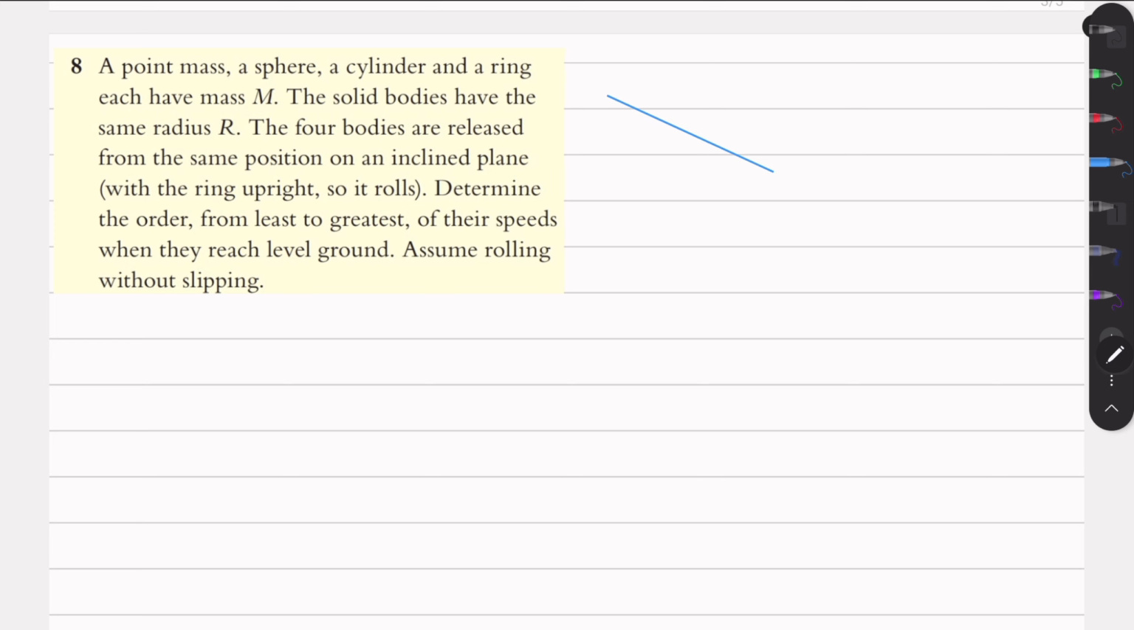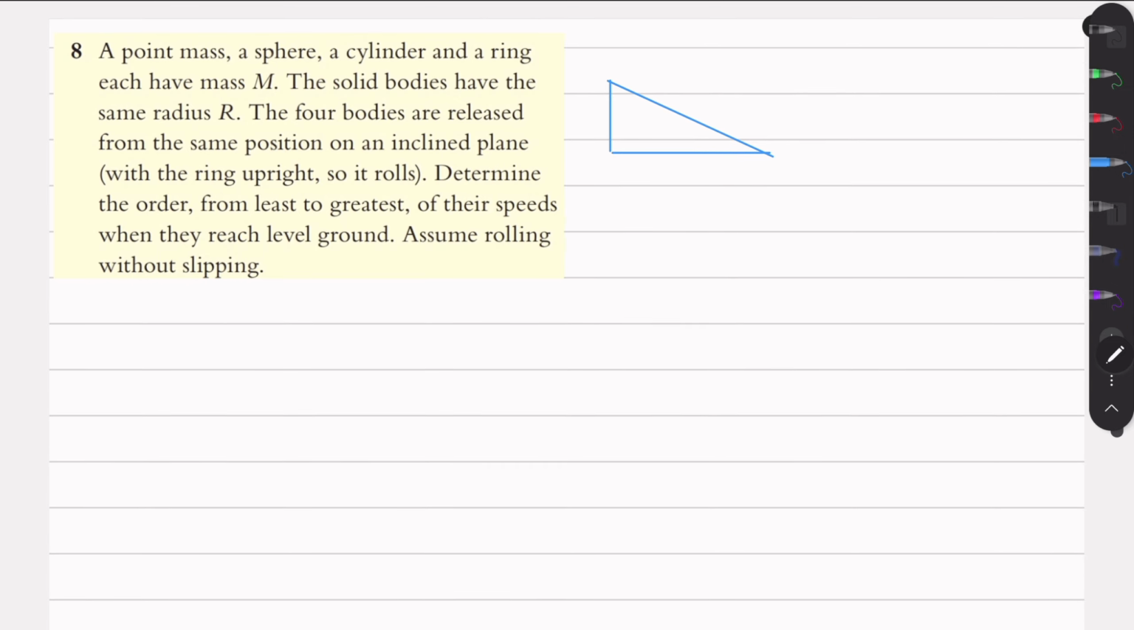So what that means is we have some ramp like this, let's say, and they're all released. We have a sphere, we have just a ring with a hole in the middle, we have a point mass, and we need to determine the order from the least to the greatest of their speeds when they reach level ground. Assume rolling without slipping. So let's just say that they all start from a height h. Let's say we have one of the objects here.